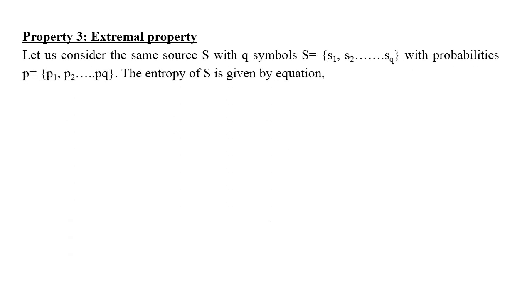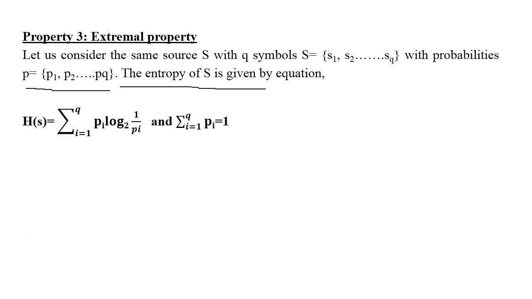Let us consider the third property of entropy, which is the extremal property. Let us consider the same source S with Q symbols, S = {S1, S2, ..., SQ}, with probability values P = {P1, P2, ..., PQ}. The entropy of the source is given by H(S) = summation i = 1 to Q of Pi log2 1/Pi, and we also know that the summation of all probabilities should be equal to 1. Therefore, summation i = 1 to Q of Pi is equal to 1.